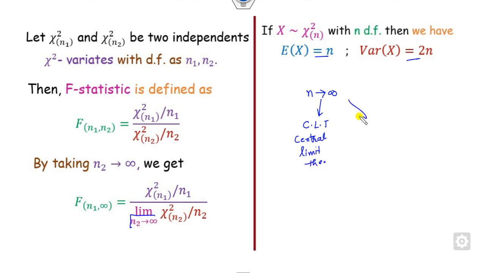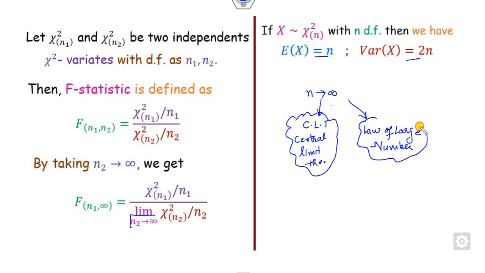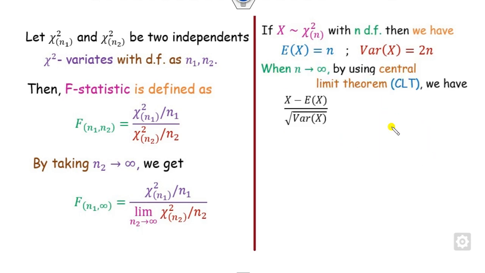Else you may also think about the law of large numbers, or the weak law of large numbers or the strong law of large numbers. So whenever n approaches infinity, we start with the central limit theorem and then we think about the law of large numbers. So whenever n approaches infinity, we can convert this X into Z, (X minus the mean) over the standard deviation. What is the mean of X? It is n. And this is nothing but my Z, so it follows the normal distribution.